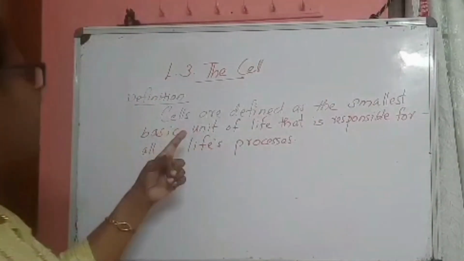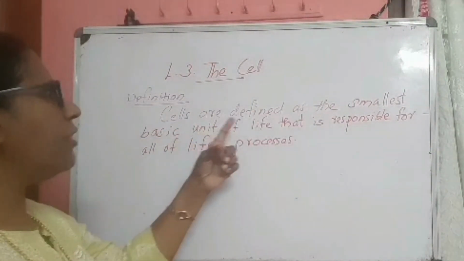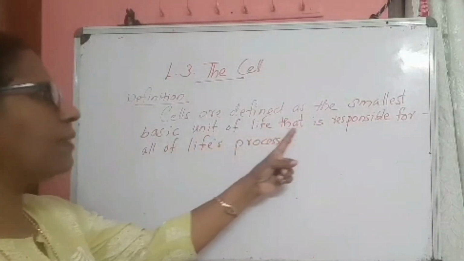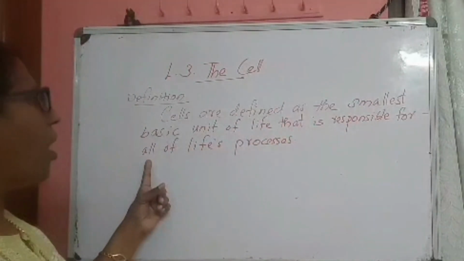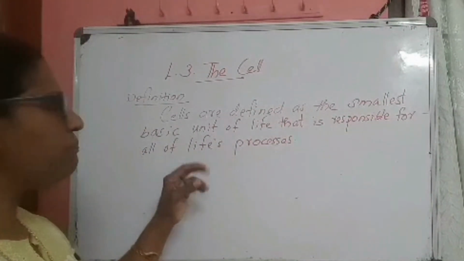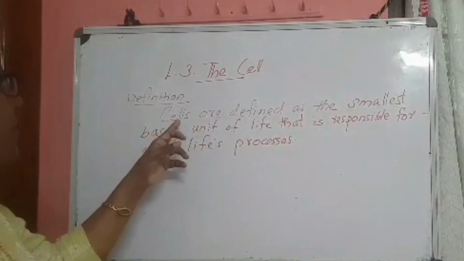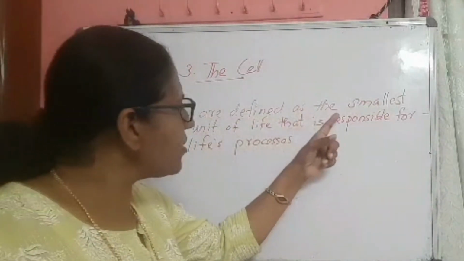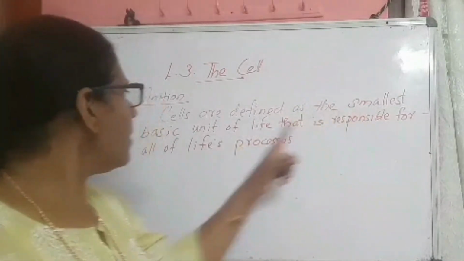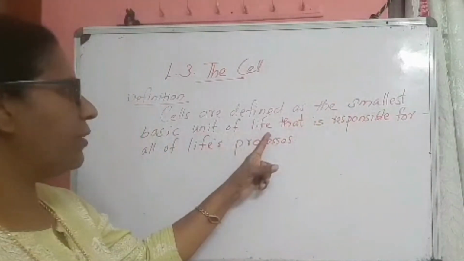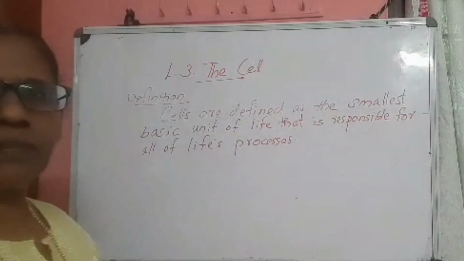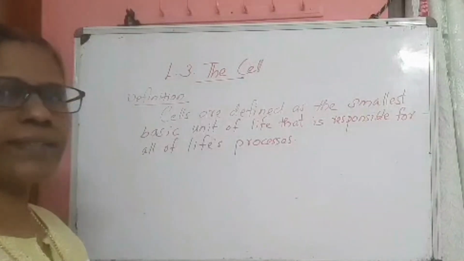What is the definition of cell? Cells are defined as the smallest basic unit of life that is responsible for all of life's processes. That is what the definition says.